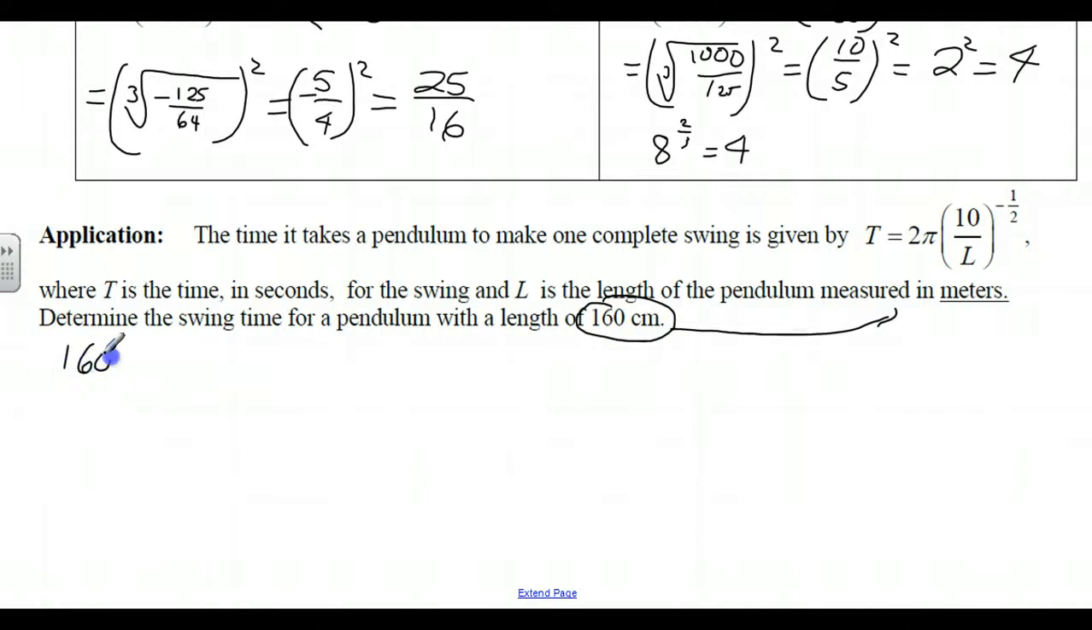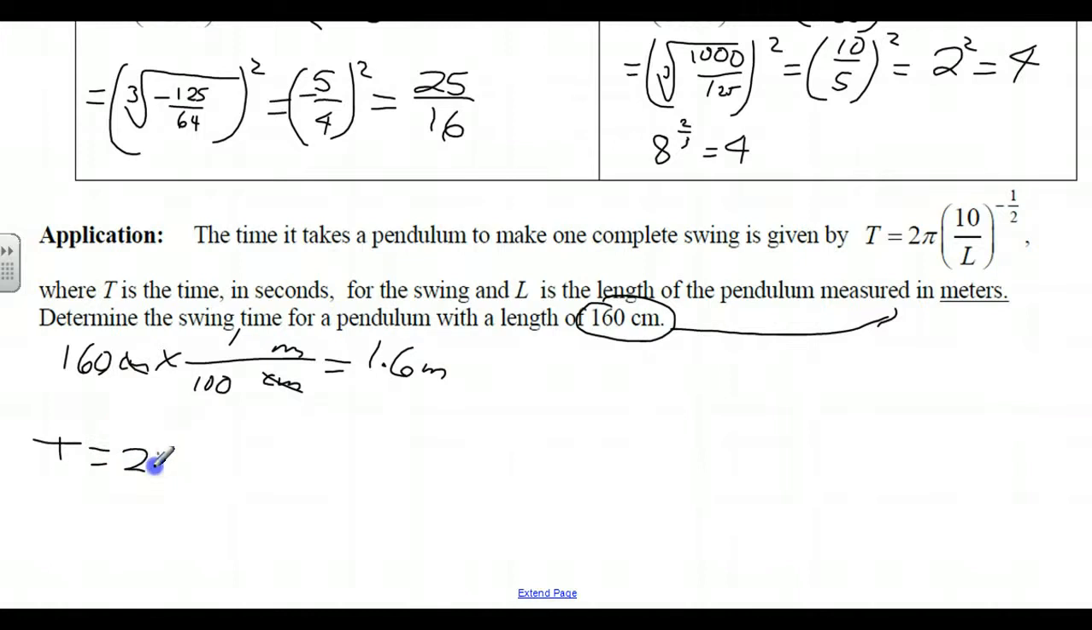So 160 centimeters times, put centimeters on the bottom, meters up top. 1 meter is 100 centimeters. These cross off. This becomes 1.6 meters. You could go there straight away. I don't need to see this take place.